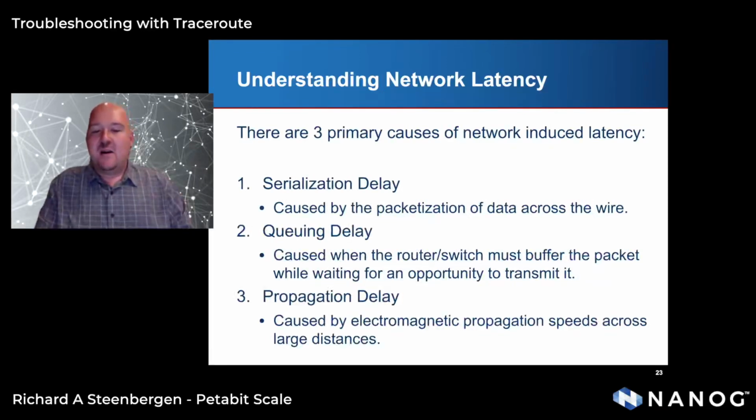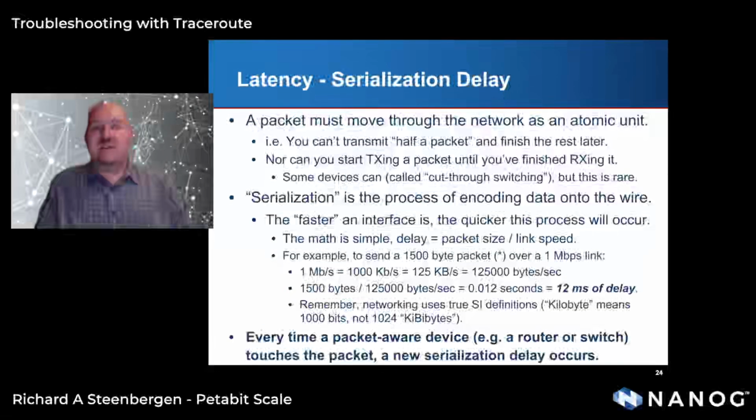This is caused whenever the router or switch has to buffer the packet while waiting for an opportunity to transmit it. And the third is propagation delay. So this is pure distance related electromagnetic propagation. Light only moves so fast. So let's talk about serialization delay.